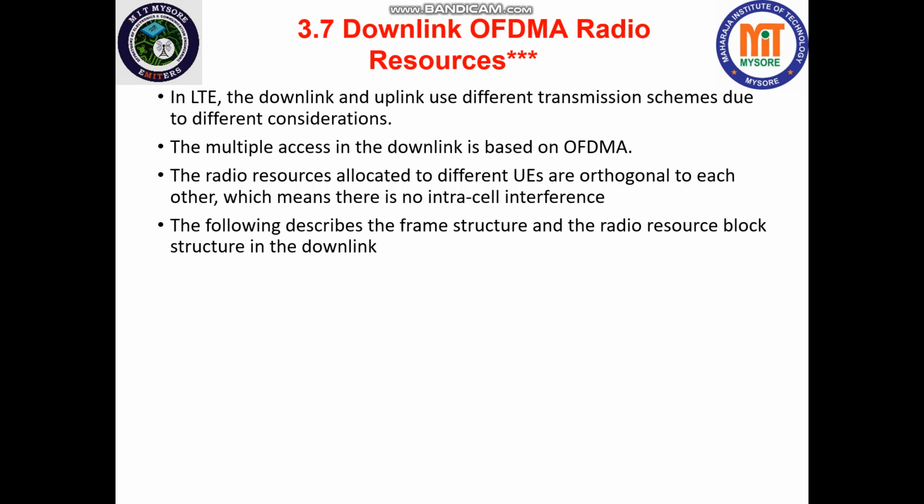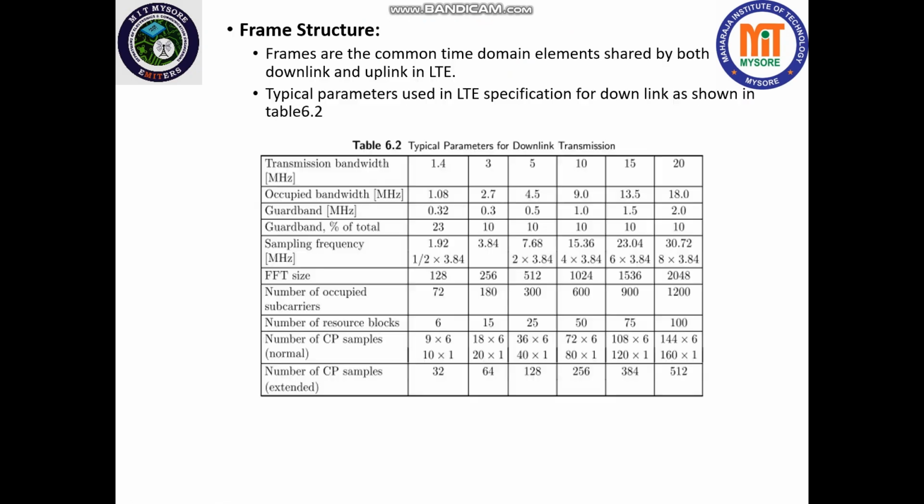Next, the following explanation describes the frame structure and the radio resource block structure in the downlink. Let us see what this frame structure is. Frames are the common time domain elements shared by both downlink and uplink in LTE. There is a typical parameter table given here. Let us go through this and try to understand what the parameters in downlink transmission are.